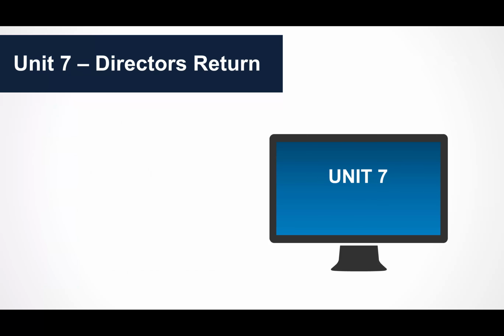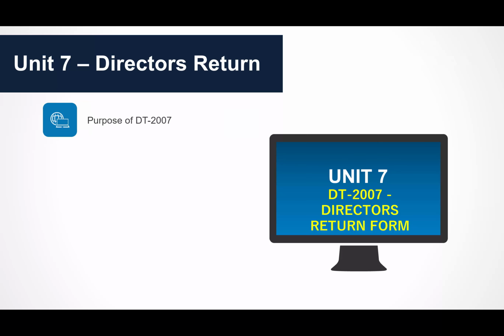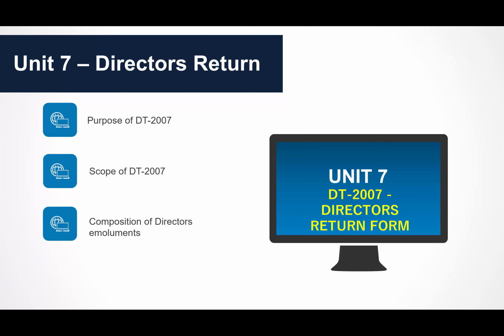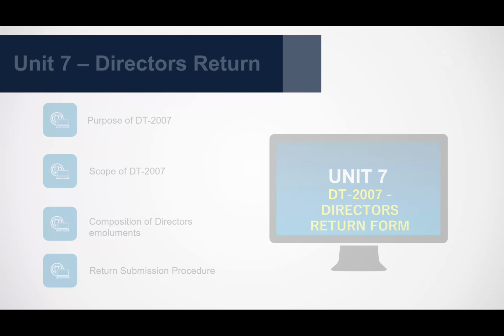Then, of course, that takes us into Unit 7, which covers director's returns. Under this, I give the purpose of the director's return, DT 2007. I take you through the scope of the director's return, composition of director's emoluments, and the return submission procedure. You've, of course, been coming across people talking about director's return. So in this course, I'm going to cover all that, so that by the end of the course, you're able to file the director's return.